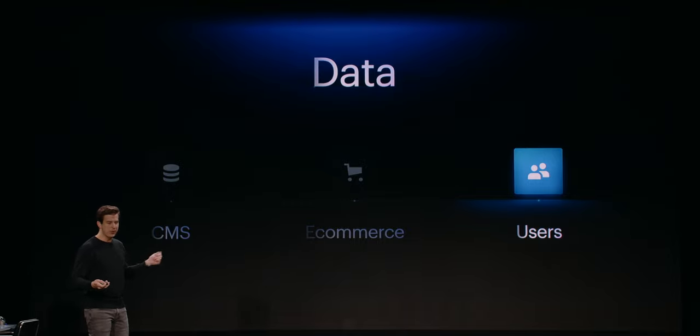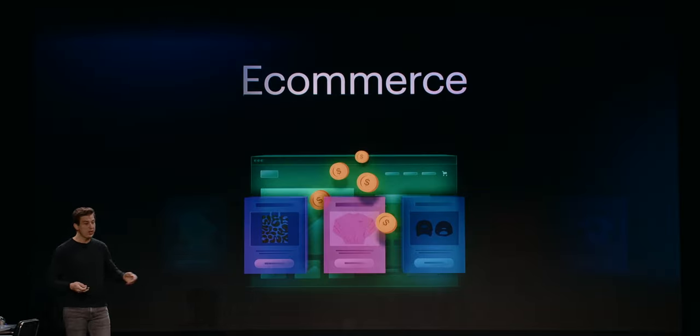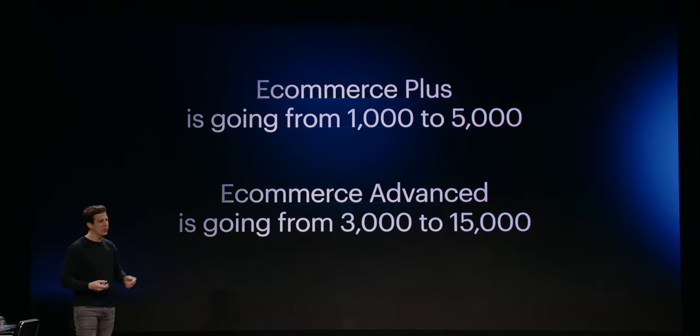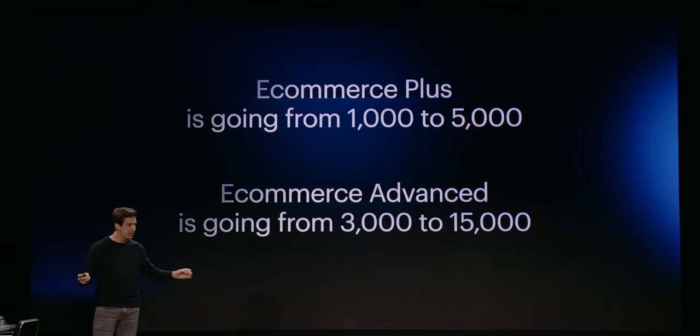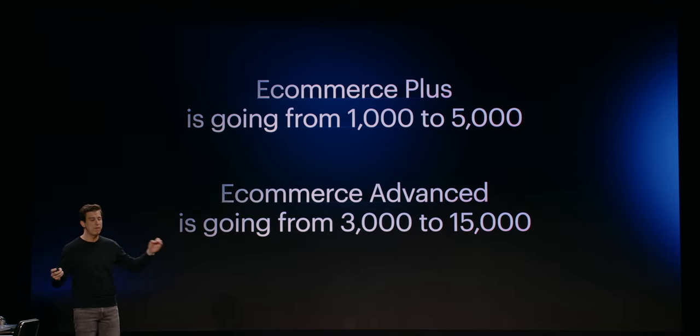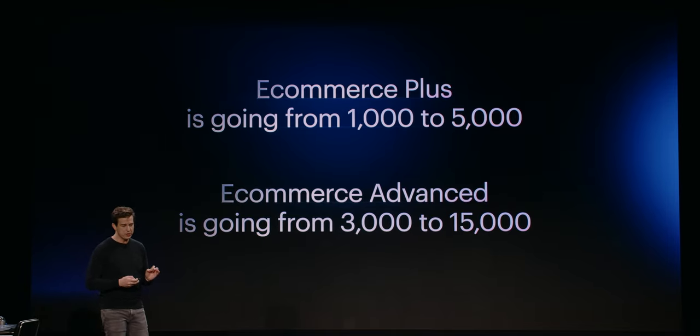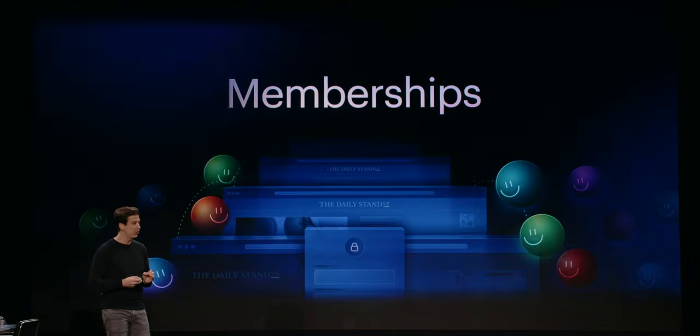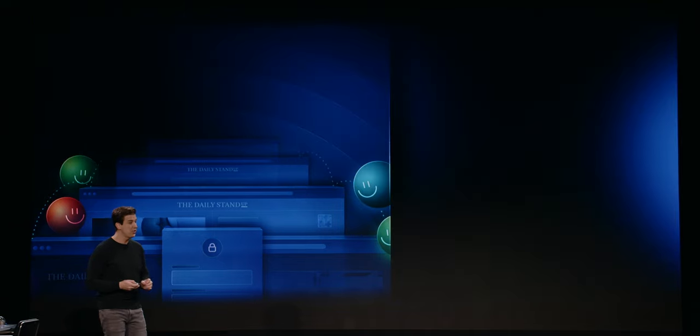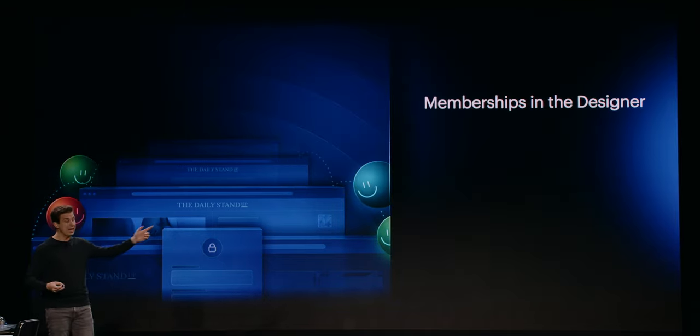So a couple of things to talk about here today. We're adjusting some of our e-commerce plans, so we're going to raise the number of items supported in both of these tiers. So starting today, e-commerce plus is going from 1,000 to 5,000. Advanced is going from 3,000 all the way up to 15,000. But we're also announcing 3 new things specific to Webflow memberships. First, today we're enabling access to the memberships beta in product.